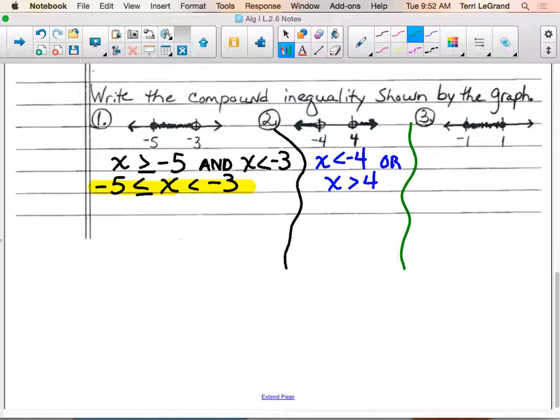Okay, Brayden, what you got for this one for me? -1 is greater than or equal to x, which is less than or equal to 1. Okay, do you guys agree with that? No. What do you wanna change? Devin? Well, the first inequality is wrong. It should be -1 is less than or equal to x.